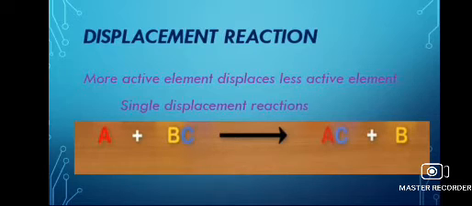So let's say we have element A and compound BC. A is more reactive, so it is going to displace B and combine with C. Now B is alone, so we have AC plus B. This is a displacement reaction. Now let's look at some examples.